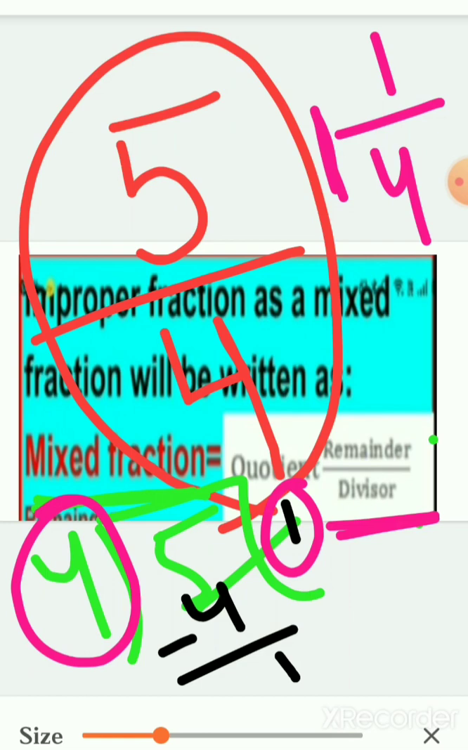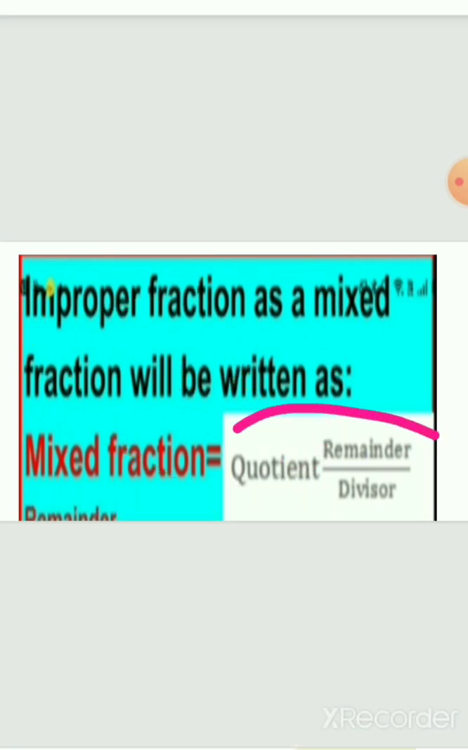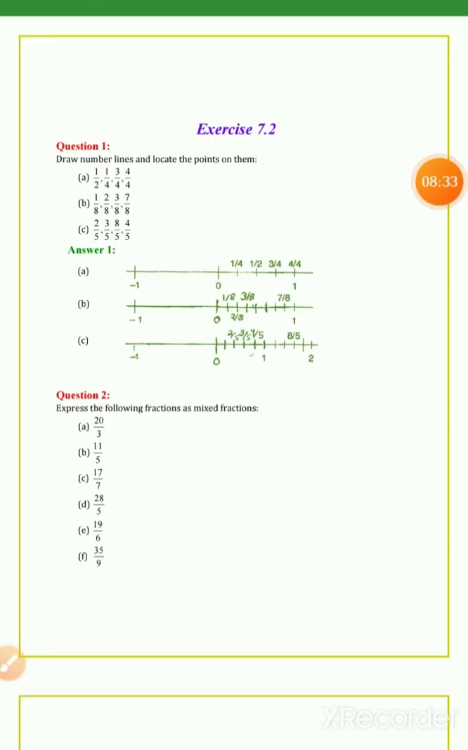If you have a fraction, you can change it by dividing both the numbers, and you will have quotient and remainder by divisor. This is the form in which you have to write it down: quotient, remainder by divisor. Now we have exercise 7.2.